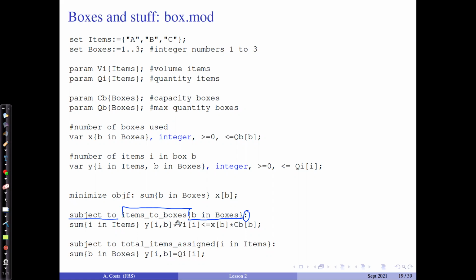here we want to assign items to boxes. So for each box, let's say we are looking at box 1, you sum over the items these values, so the amount of items of that type that are in the box times the volume of the item. So this is the total volume of the items in the box, and this cannot exceed what? The number of boxes times the volume of the box.